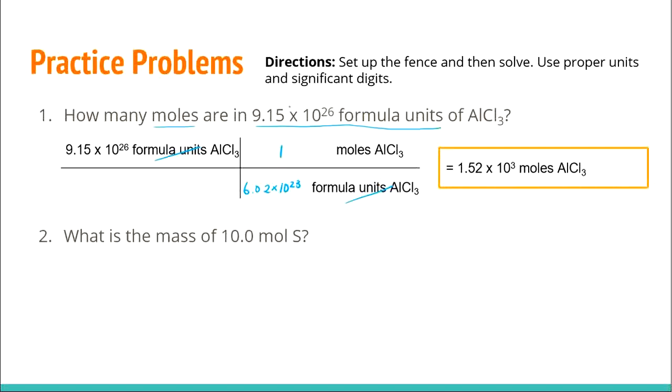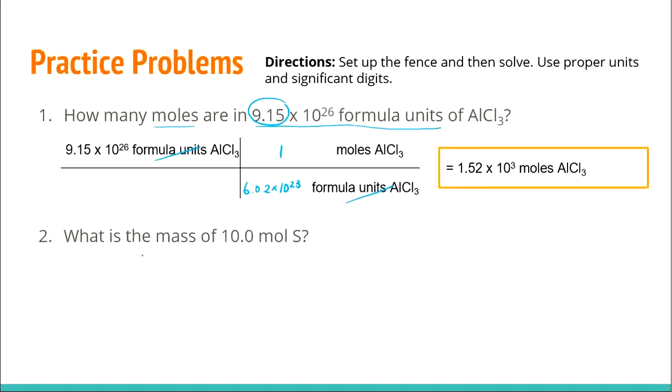So this has 3 significant digits because your starting number, your given number, has 3 significant digits. And if you're wondering if this had to be in scientific notation, it did not have to be. I just find it easier to put numbers in scientific notation, especially when we're dealing with significant digits.